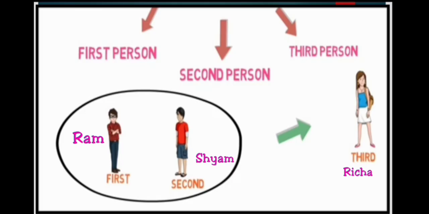All personal pronouns belong to three categories: first person, second person, third person. I'll explain with a simple example. Suppose Ram and Shyam are in a room. If Ram is telling something to Shyam about Richa, who is not present in the room, then in this case Ram is the first person, Shyam is the second person, and Richa is the third person. So we can say that the person speaking is the first person, the person spoken to is the second person, and the person spoken about is the third person.